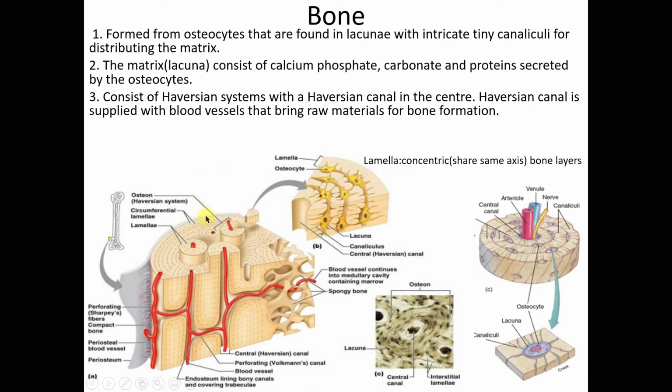Yang tepi ini banyak lamella. So this lamella, they are concentric bone layers. Okay, nampak kan? Concentric bone layers. They are layers of bone here, and it is concentric. And then di bahagian tengah sini ada banyak osteon or Haversian system. Now this Haversian system or Haversian canal is supplied with blood vessel. Can you see the blood vessel here that bring raw materials for the bone formation?